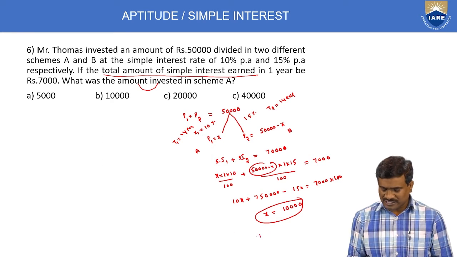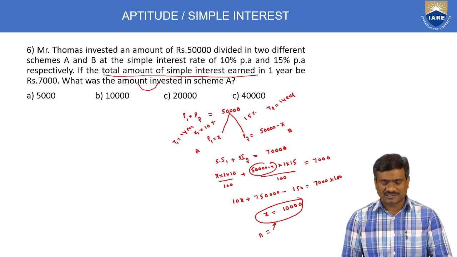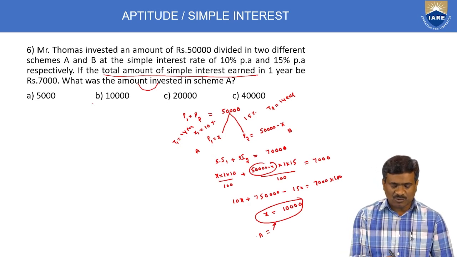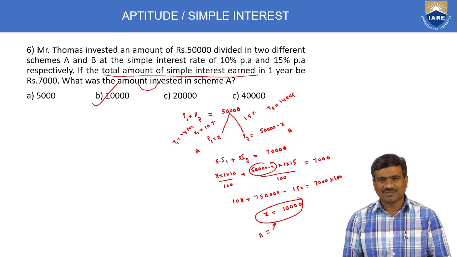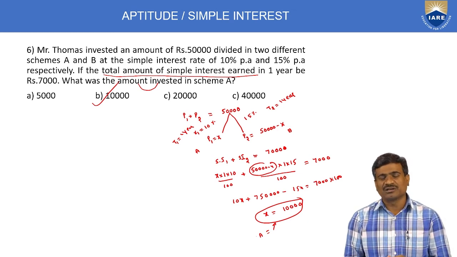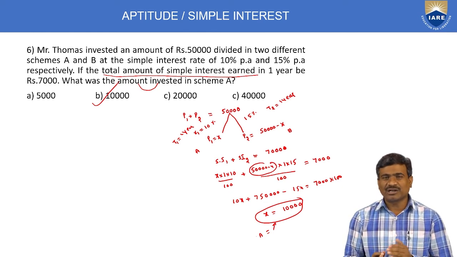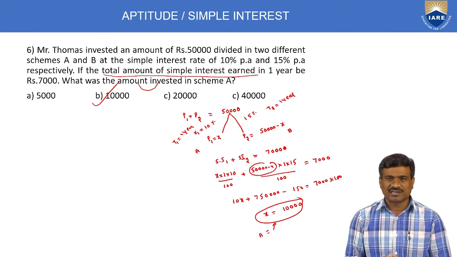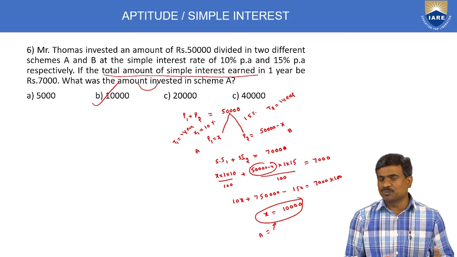Here calculate scheme A principal amount. X is equal to the answer. Then option B only is correct, 10,000. Easy method: invested amount means principal amount. The total principal amount is given. P1 plus P2 is 50,000, which is divided into two parts, here A scheme and B scheme.